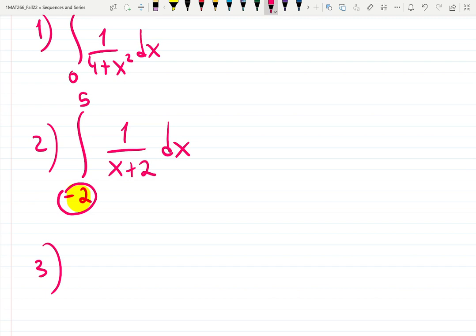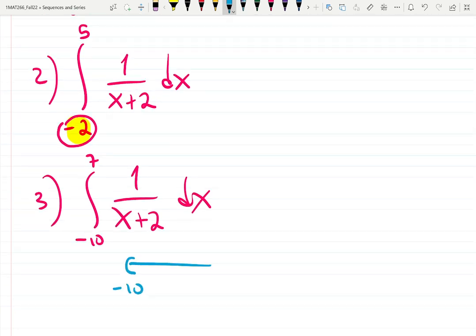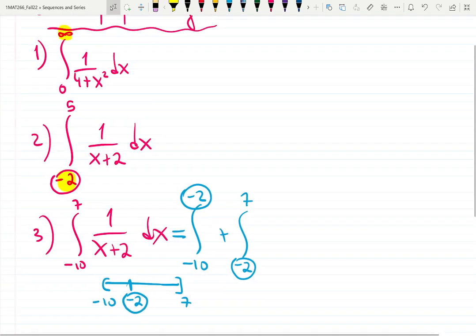In the third type, the problem is hidden even more. It's from, say, minus 10 to 7, 1 over x plus 2. I don't see any problem. What's the problem here? At x equals minus 2, we divide by 0, and it is somewhere in the interval from minus 10 to 7. Minus 2 is somewhere in the middle, and that is going to be circled. So we break it into 2 integrals: from minus 10 to minus 2, plus minus 2 to 7. And now I can circle each problem. Here it is, 3 types of improper integrals.